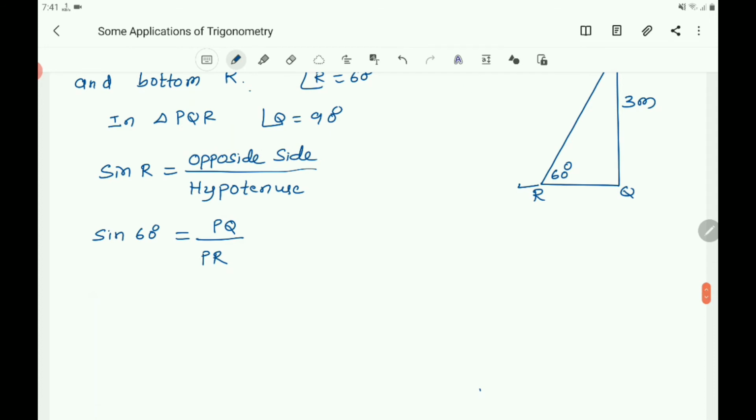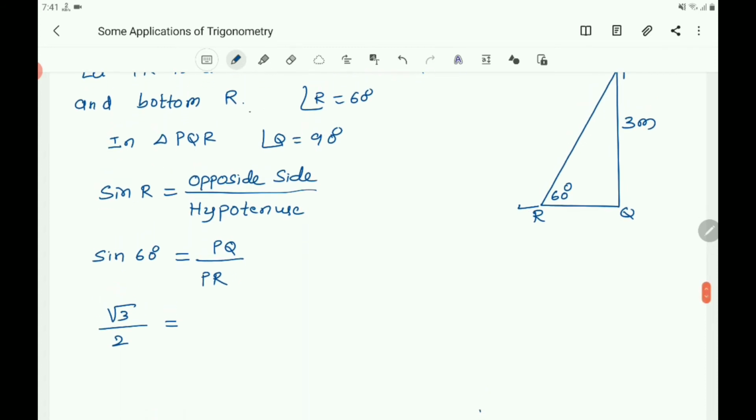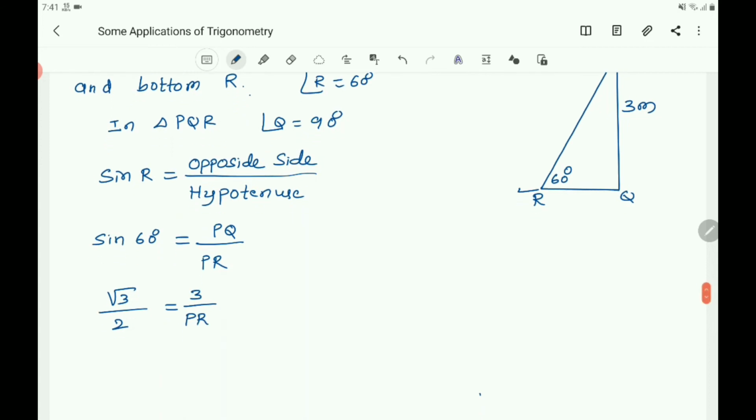Sin 60 degree is root 3 by 2. You must know the value of sin 60 degree, then only you can substitute here. PQ is 3 meter. PR is to be found out. Therefore you do the cross multiplication. PR comes here, root 3 comes here, 2 comes to the numerator of the LHS. So PR equals 3 into 2 by root 3.